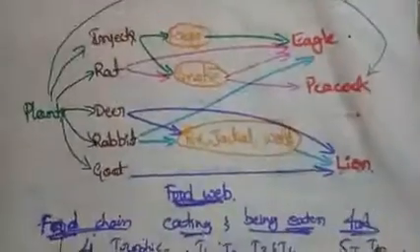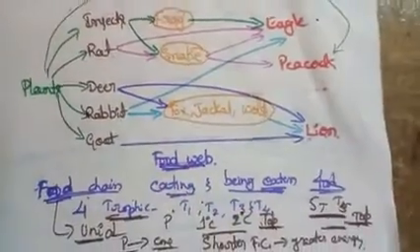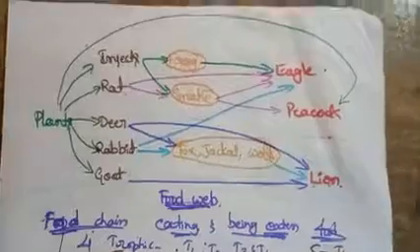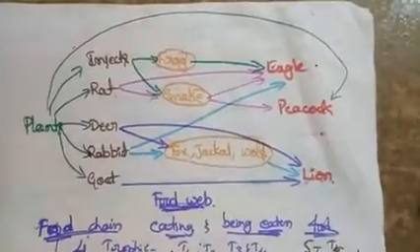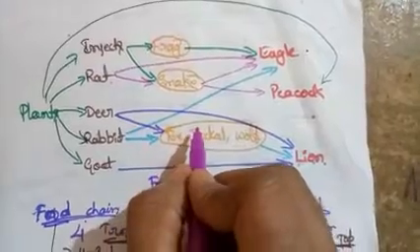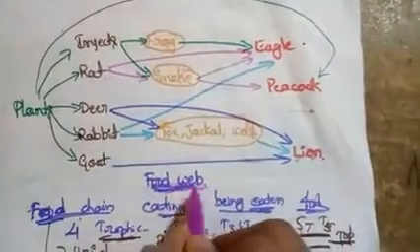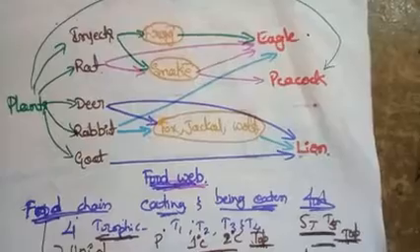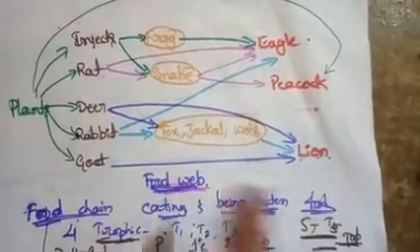So that interlinked food chains are called a food web. So a food web means, in a big ecosystem, the food chains are interlinked together on different trophic levels to form the food web. So in a food web, transfer of food energy is always unidirectional.